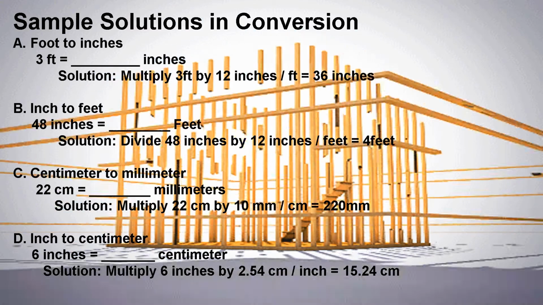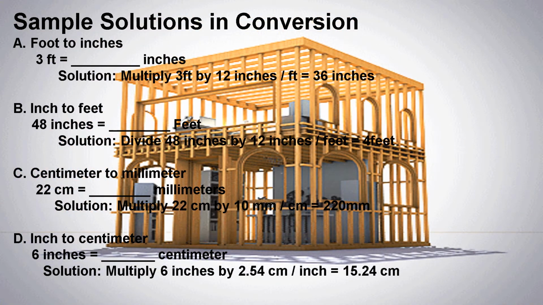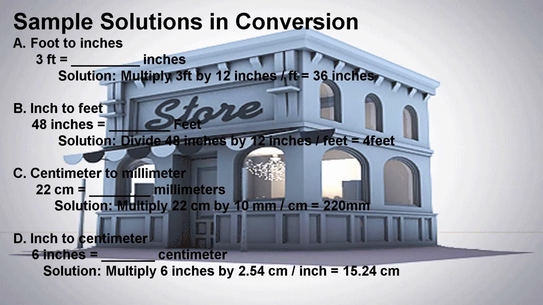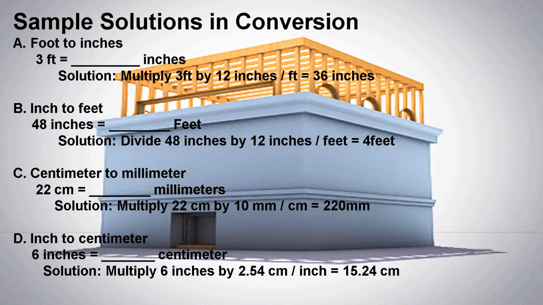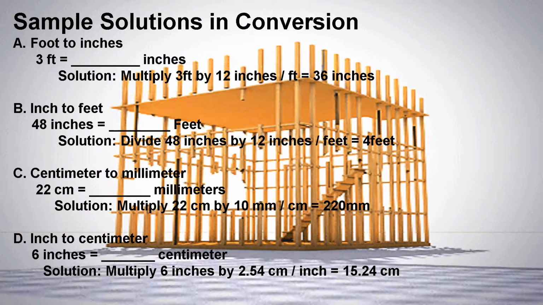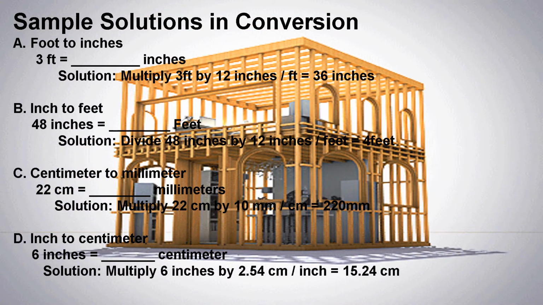Inch to centimeter. 6 inches is equal to blank centimeters. The solution: multiply 6 inches by 2.54 cm over inch is equal to 15.24 cm.